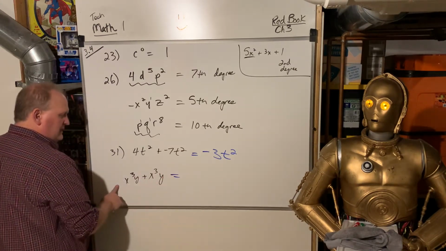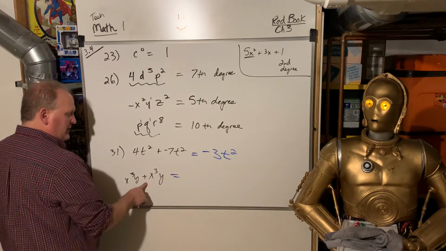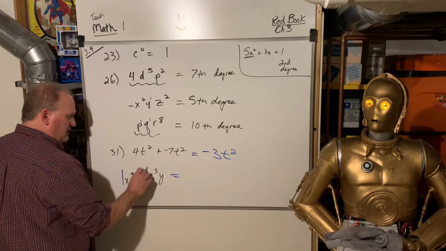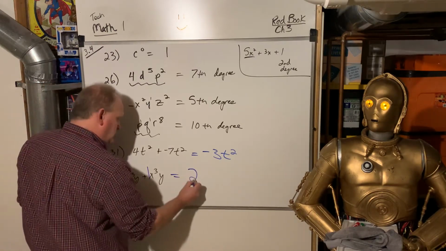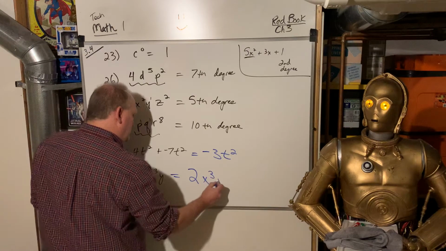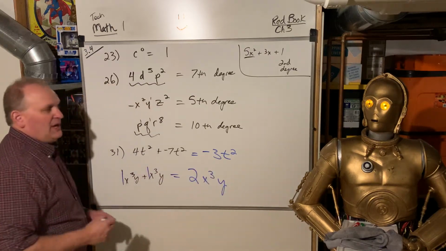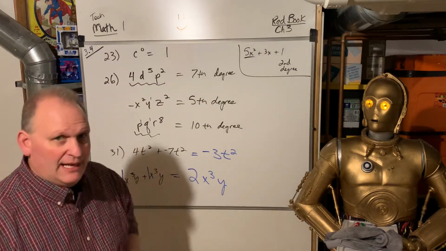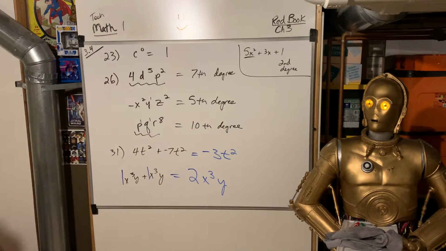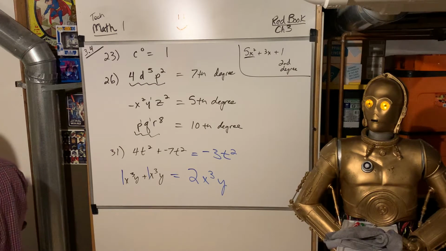So you leave the power exactly the same and the variable exactly the same. Same with this, 1x cubed y plus 1x cubed y. There's a 1 there and a 1 there. 1 plus 1 is 2x cubed y. Do not change the powers. You change the powers when you multiply. You do not change the powers when you add or subtract. All right? And so now look at 34.